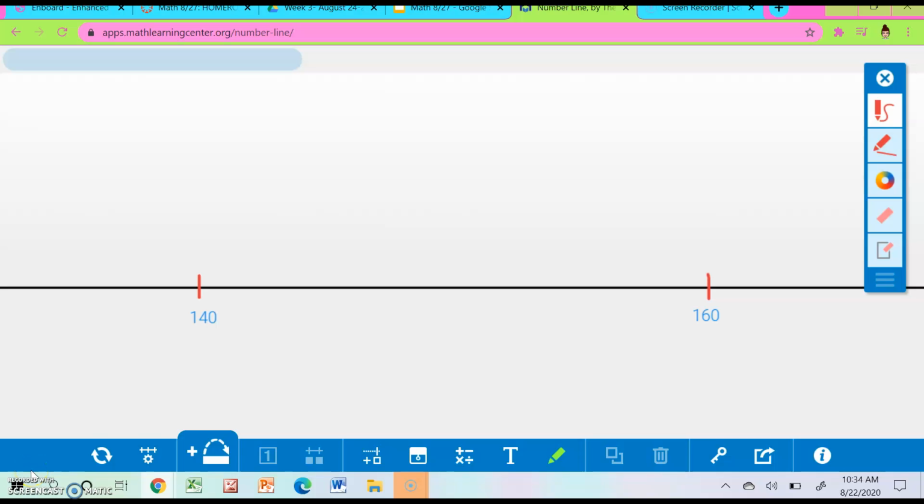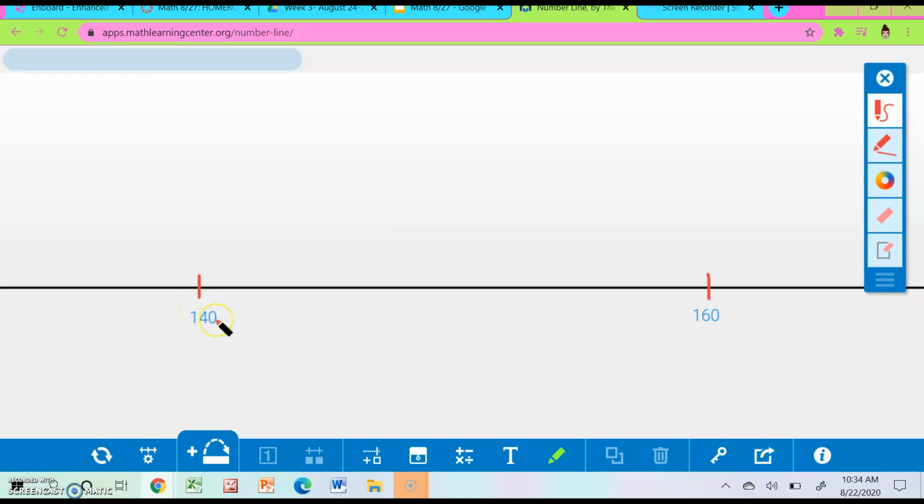Hi friends, today I want to talk to you about number lines again, but today's number lines are a little bit different. So this number line looks quite a bit different than the number lines we looked at in the past 2 days. So let's look at it. This number line does not start at 0.